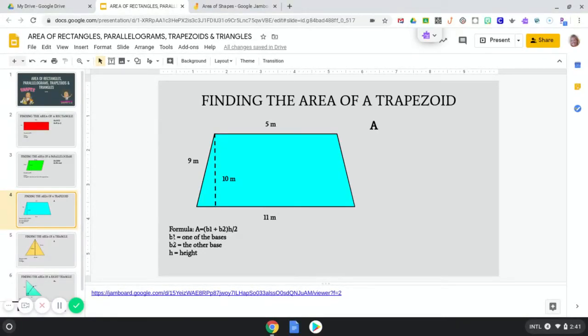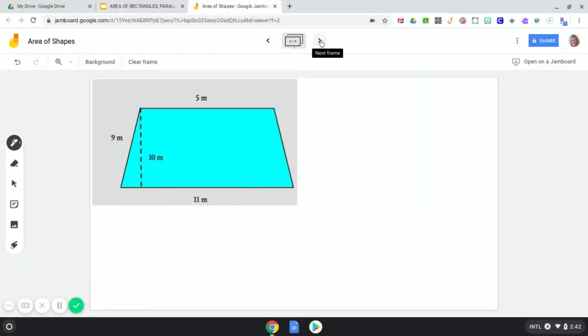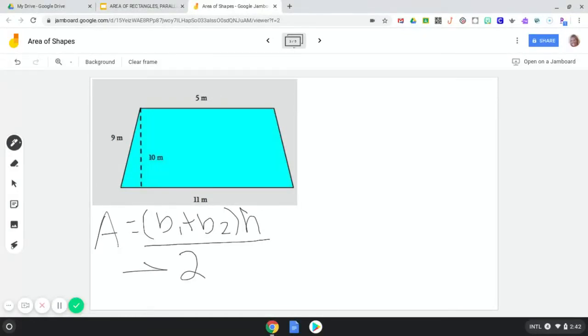And so I explained what all this is down here. B1 just means one of the bases. It does not matter which one you choose. Either one of these could be B1, and either one of these could be B2. Okay, so let's go over here and work it out. I'm going to write my formula, and this is going to be base 1 plus base 2 times the height, and I'm going to divide all of that at the end by 2. This is very important. If you don't do that step, you'll get it wrong.